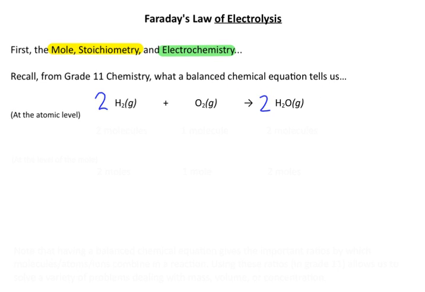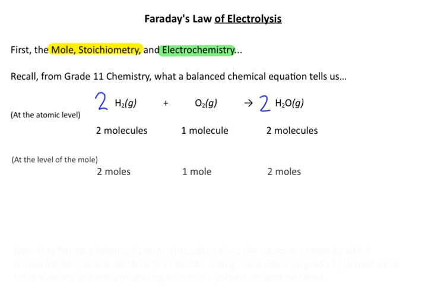So what does that equation actually tell us? Well, we can look at this at the atomic level. At the atomic level, we're looking at 2 molecules of hydrogen plus 1 molecule of oxygen yielding 2 molecules of water. Okay, that's pretty straightforward. We can also look at this at the level of the mole, which is something we studied a lot. The 2 tells us moles. These ratios are very important. So 2 moles of hydrogen and 1 mole of oxygen yield 2 moles of water.